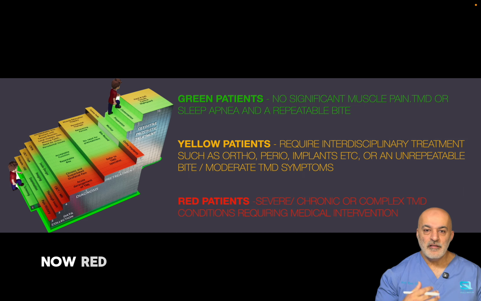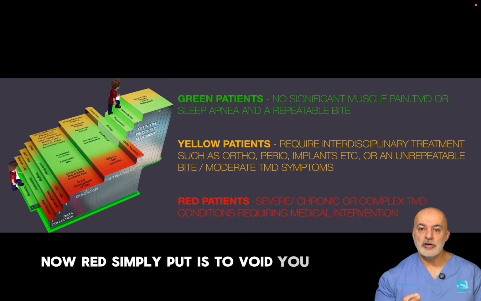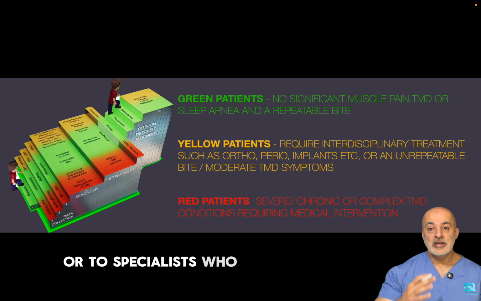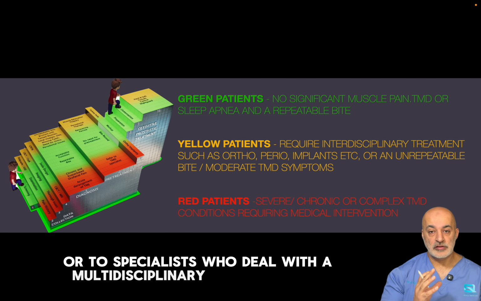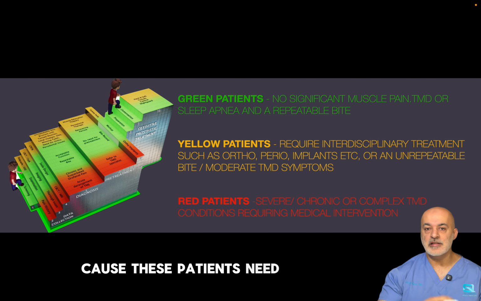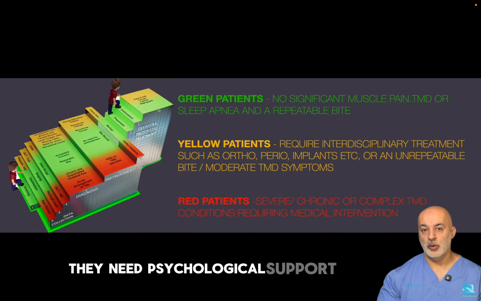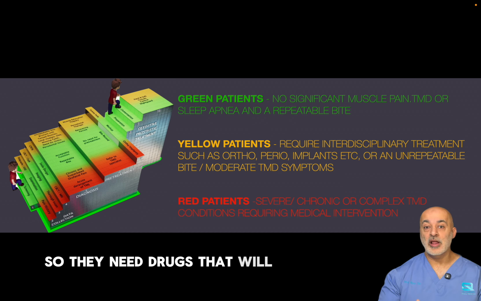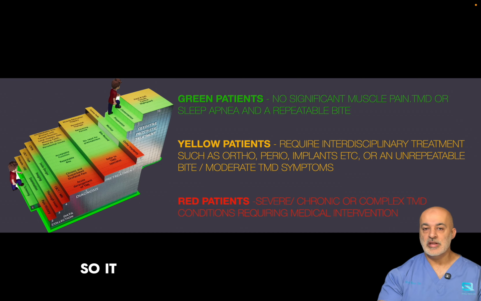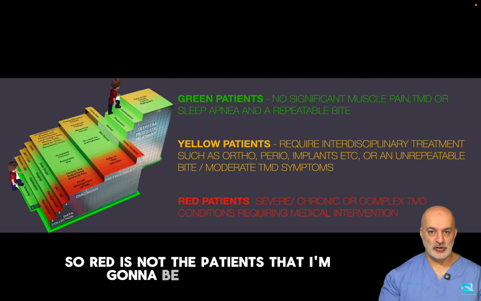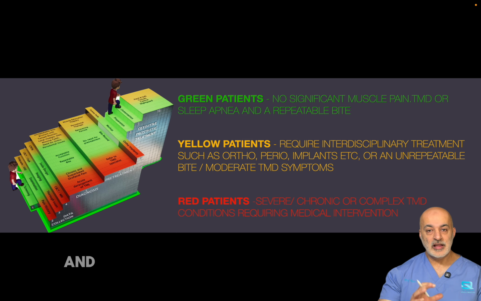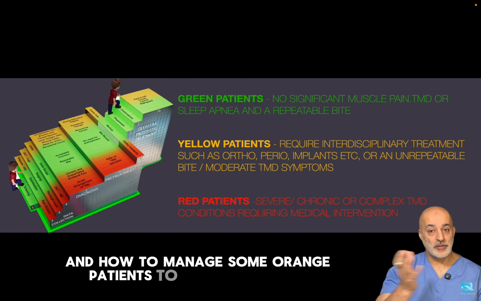Now, red, simply put, is to avoid. You refer them to dentists, or to your colleagues, or to specialists who deal with a multidisciplinary team approach, because these patients need that. They need psychological support. They need chronic pain management. So they need drugs that will help with that pain. So it needs a far greater input. So red is not the patients that I'm going to be talking about. We're going to be talking about predominantly green patients and how to manage some orange patients to make them green.